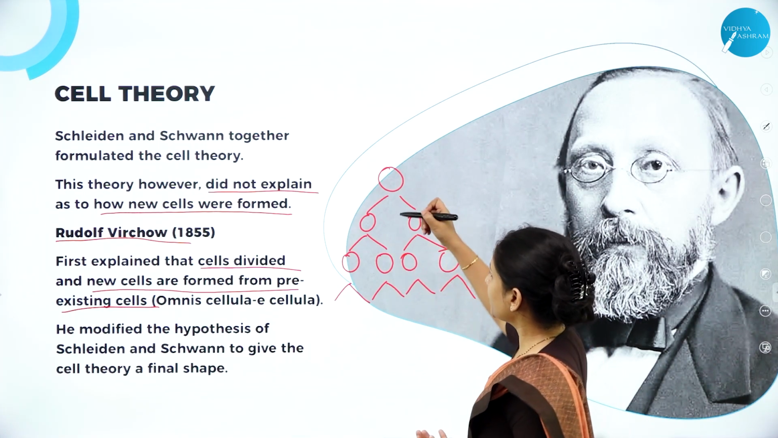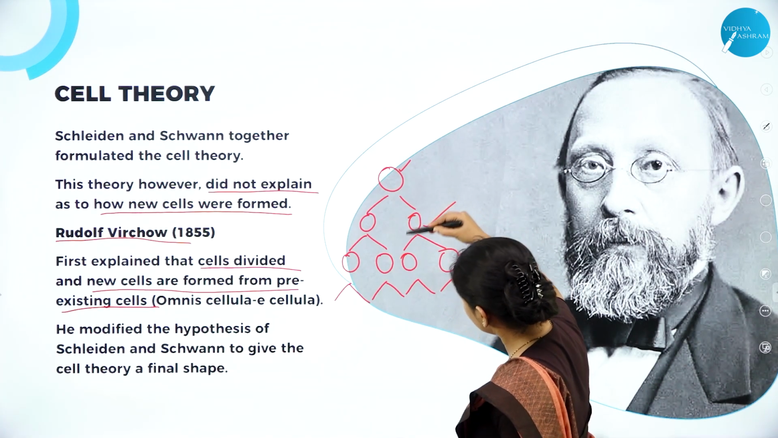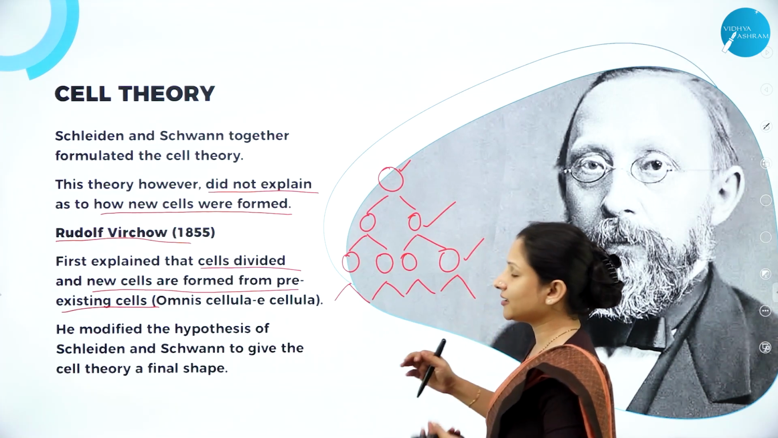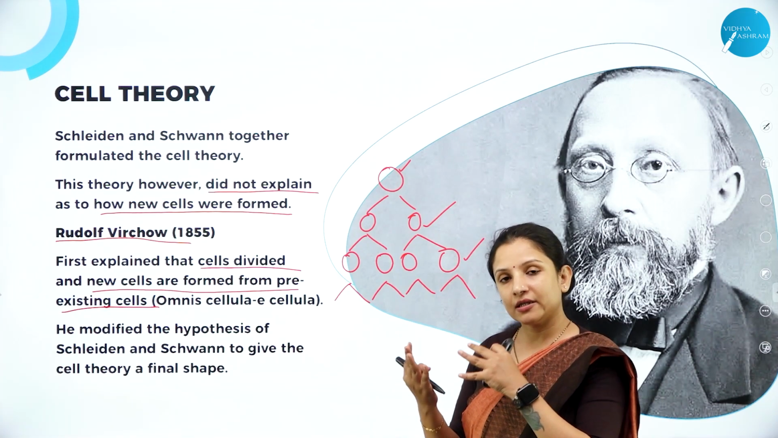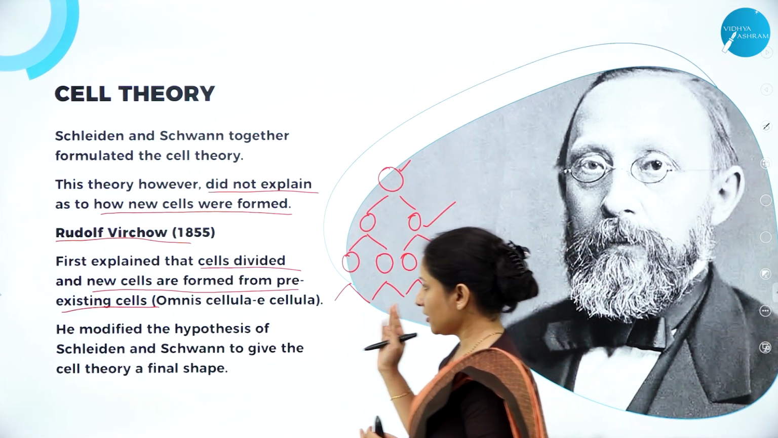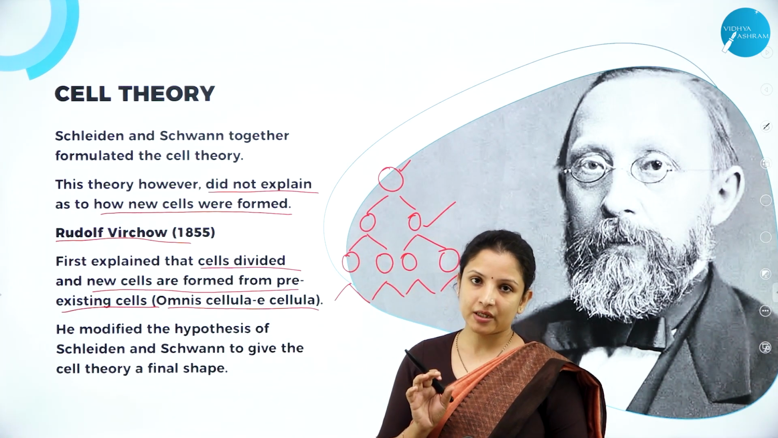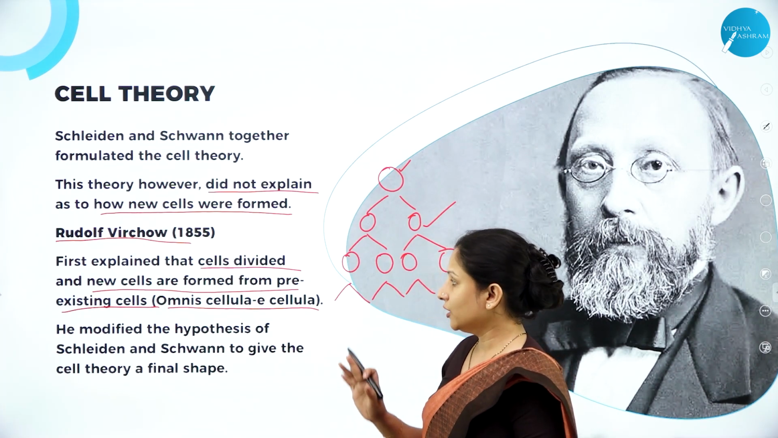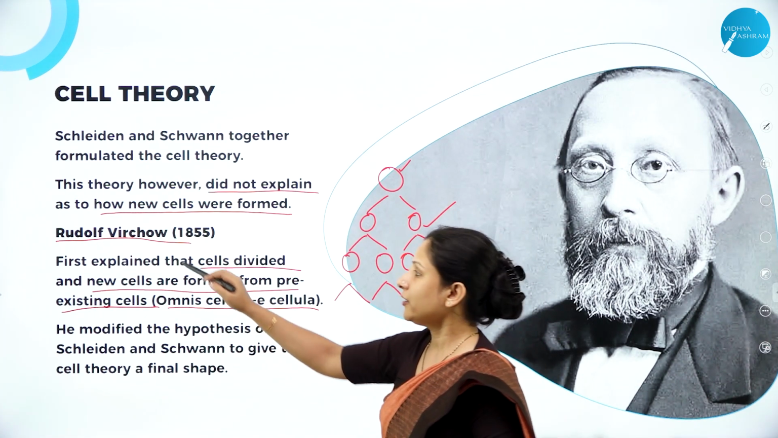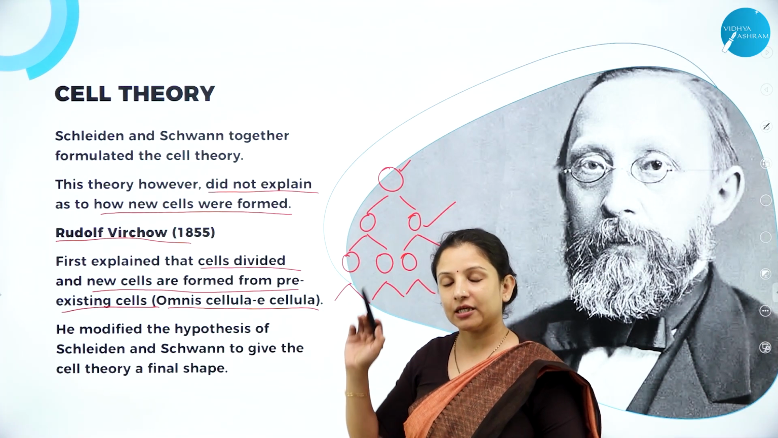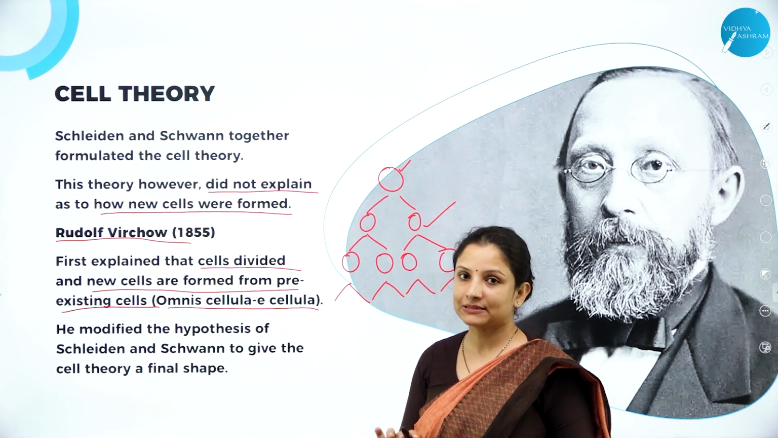So this is the pre-existing cell here. This becomes the pre-existing cell because it is undergoing division. Next, this becomes the pre-existing. So whatever new cells are formed during the division process, all that is from the division of the pre-existing cell. That is what they found out. And that term is called omnis cellula e cellula. This term is very important because it can come for the MCQ. This term was given by Rudolf Virchow. And what does it mean? It means that the newly formed cells develop from the pre-existing cells itself.